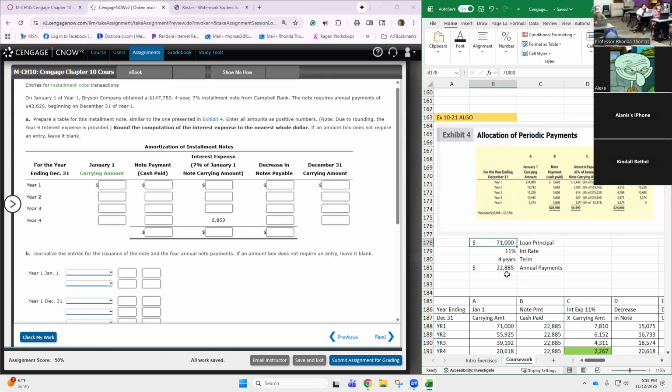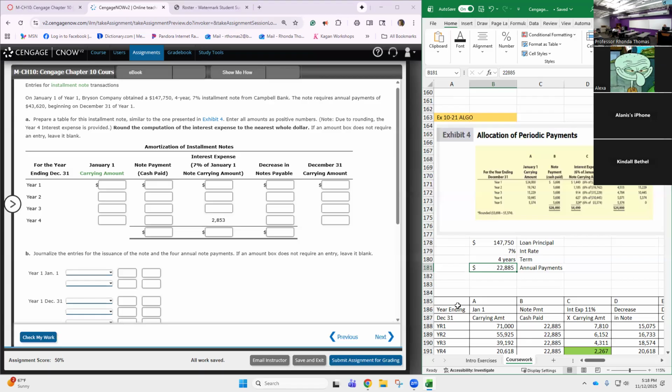So the first thing I would recommend is to put down how much of a loan we're talking about. Up here it says, on January 1st of year one, Bryce and Company obtained a $147,750 loan. That's the loan principal. We've got an interest rate of 7%. Last time I did it, it was 11%. And the term of this note is 4 years, and we have an annual payment.